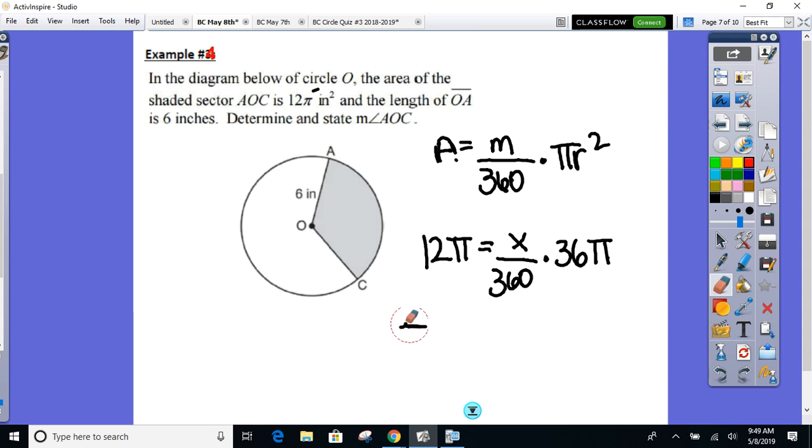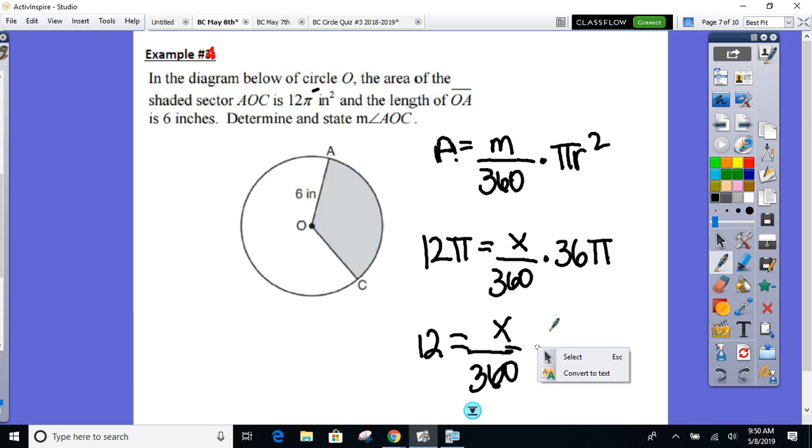Look, I'm erasing. Everyone sees this. So 12 equals x over 360 times 36. All right, the pi's are gone. What's your next move?